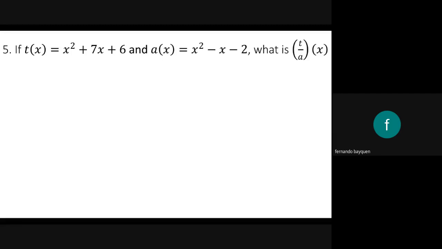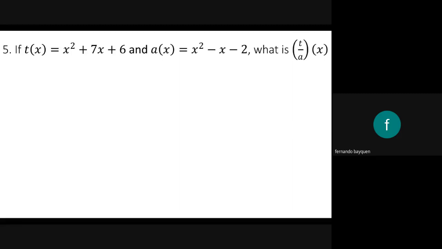Oh, kaya pala. So, Fernando, x plus 6 over x minus 2. From Miguela, x plus 6 over x minus 2. From Christina, the same with the first two. From Alexi Grana, x plus 6 over x minus 2.